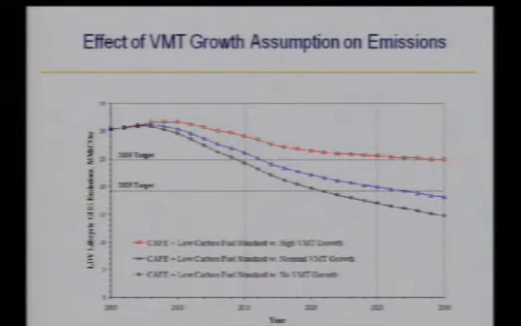So what that suggests to us is that there are 3 legs on the stool, as you saw that metaphor used: vehicles, fuels, and VMT. What this suggests is that if we only address 2 of those 3 issues, then progress in those 2 areas risks being undone by backsliding in the 3rd area that we don't address.